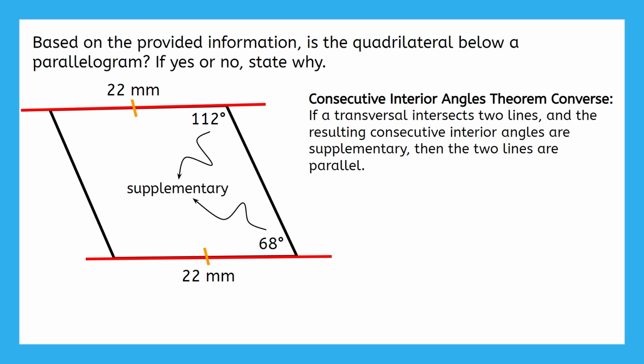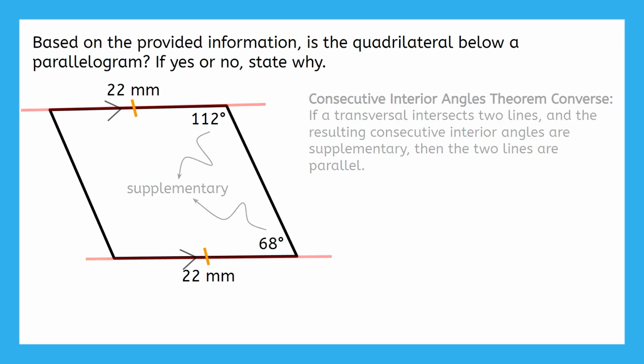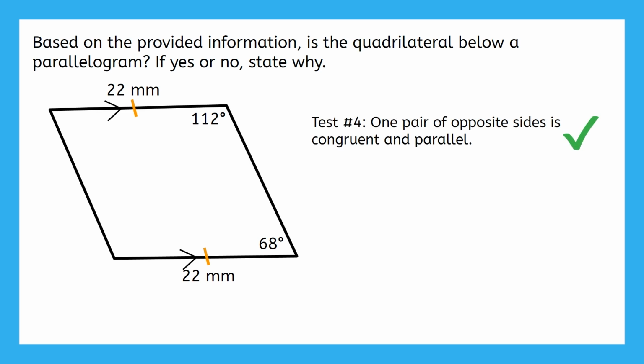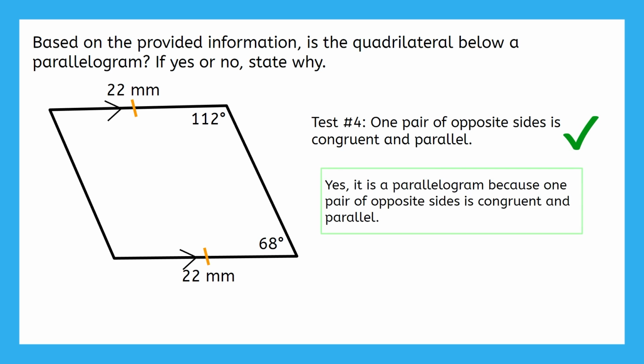Okay, I see. So these 2 angle measurements were a very sneaky way of telling us that this pair of opposite sides is not only congruent, but also parallel. Now do I have enough information to decide one way or the other? Yes! This is a parallelogram because 1 pair of opposite sides is both parallel and congruent.